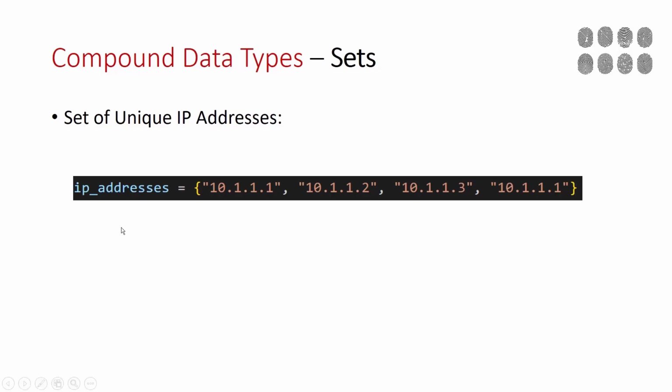In this code, the IP addresses set automatically removes duplicates, leaving you with only the unique IP addresses. Sets are a real asset in networking when you need to handle distinct elements, such as IP addresses, and you want to be sure there are no repeats.